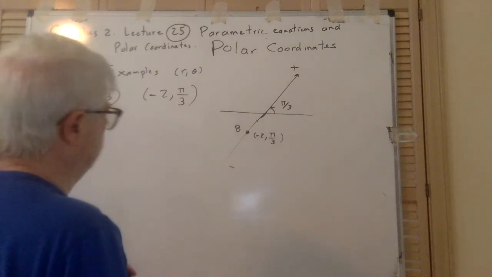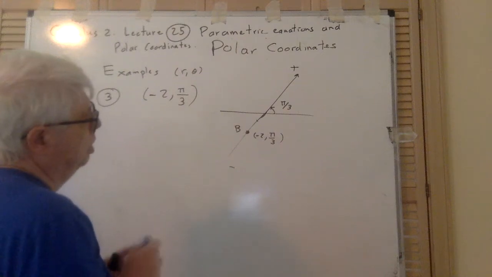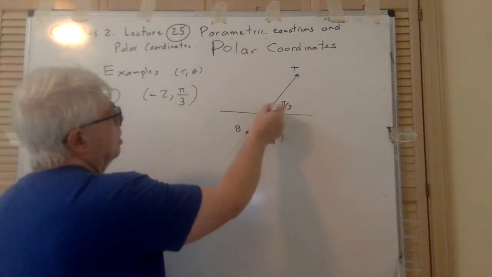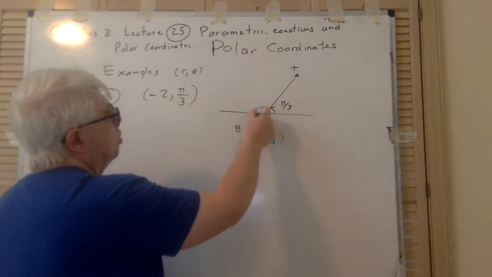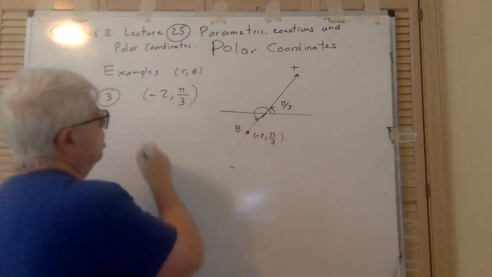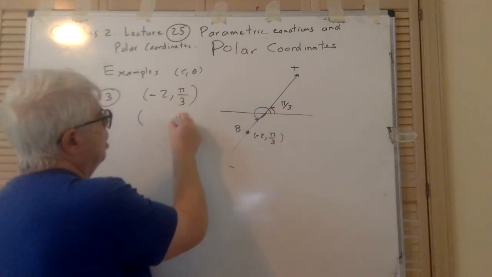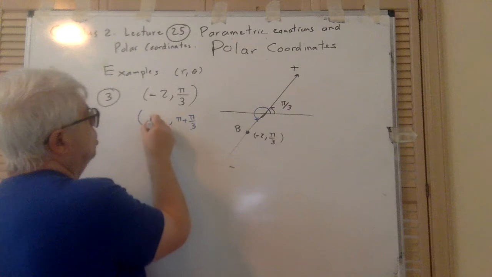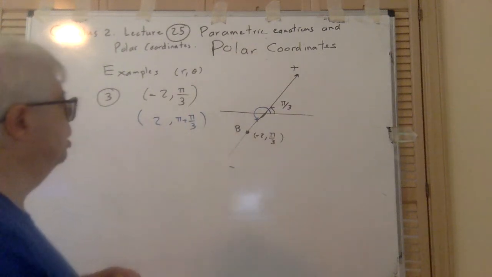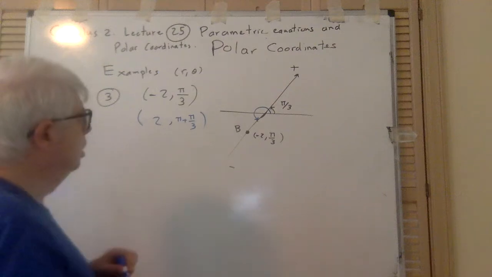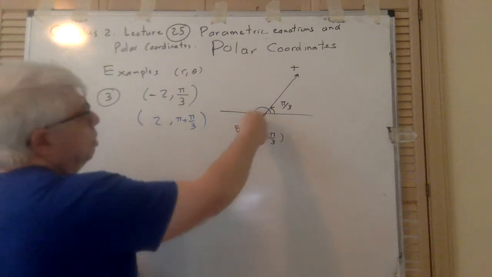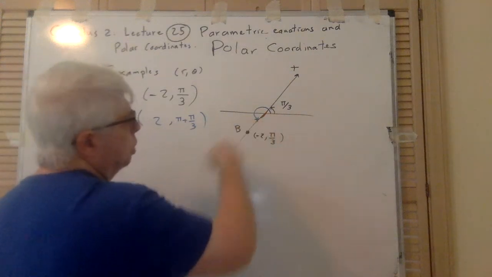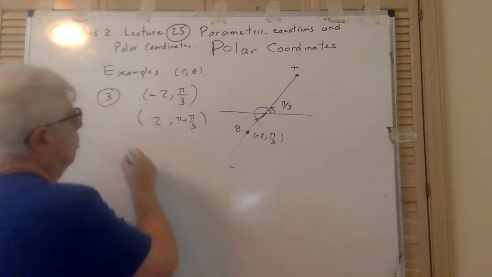Now, what is another way of writing this? If you want to avoid this minus 2, well, we can say, okay, add pi to this angle. So if I go with that, what is that angle? That's pi plus pi over 3, right? So I added pi to this. And now this is 2. Because then this will be the terminal side for this angle. And there's another way, I can go this way. If I go the other way, I still have 2.